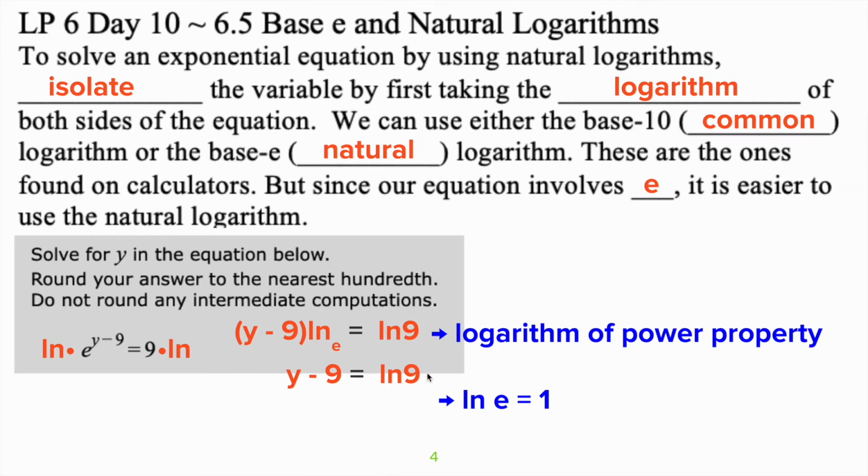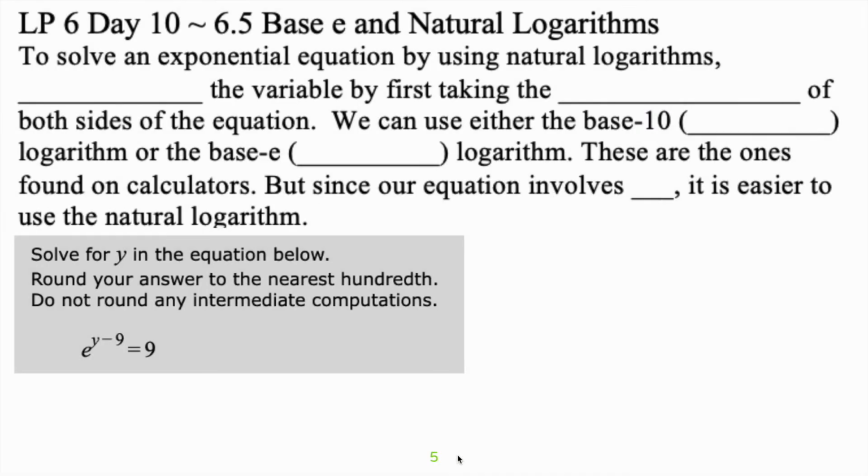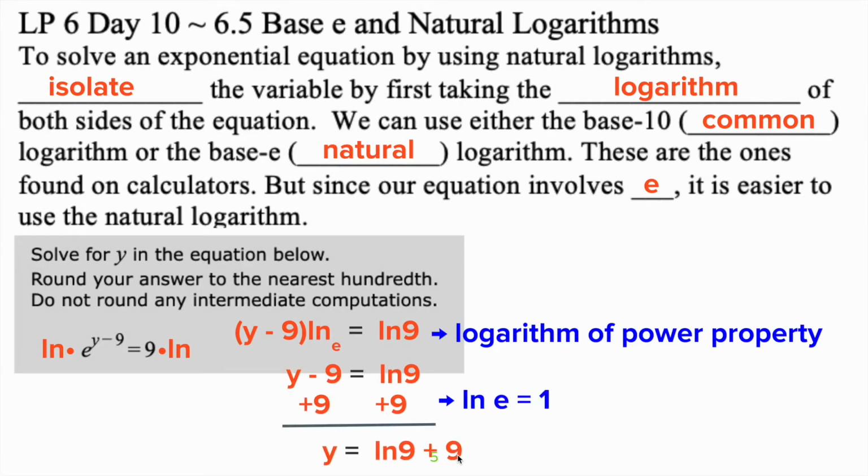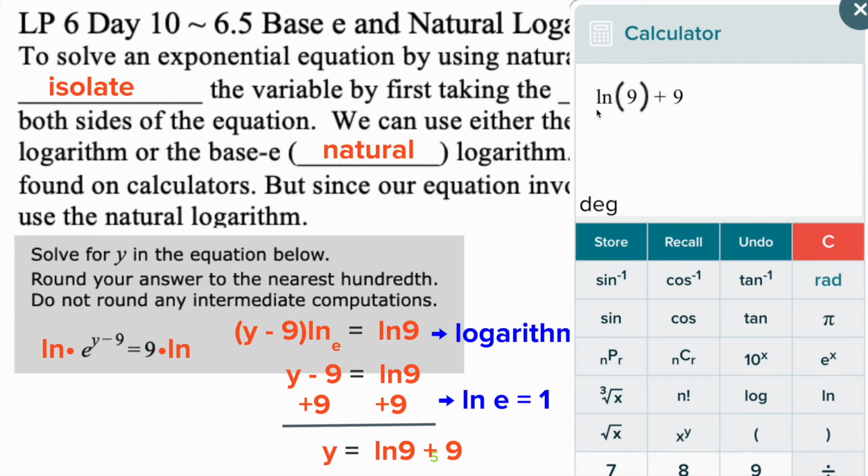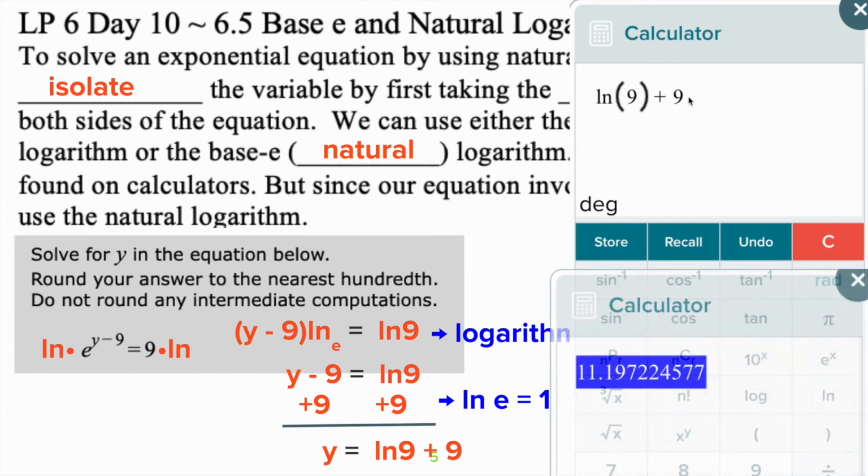So y minus 9 equals the natural log of 9. I'm going to add 9 to both sides. So y equals the natural log of 9 plus 9. Now I can use the calculator. There's the calculator. So the natural log of 9 plus 9, and I can hit equals, and it will give me my answer. It wants me to round to the nearest hundredth, so make sure you're paying attention to the rounding instructions. 11.19 would actually give you the wrong answer. It's going to be 11.20, because that 7 is going to round the 9 up, which is going to round the 1 up, right? So make sure you're paying attention to the rounding rules.